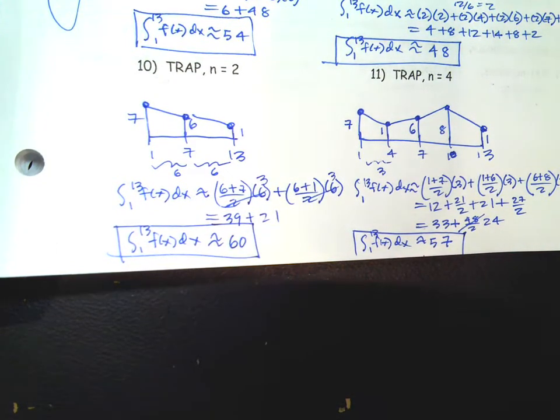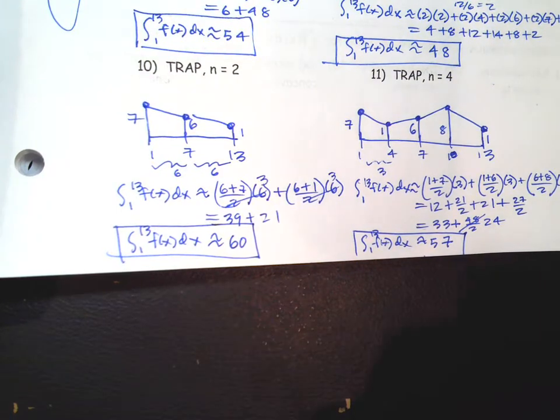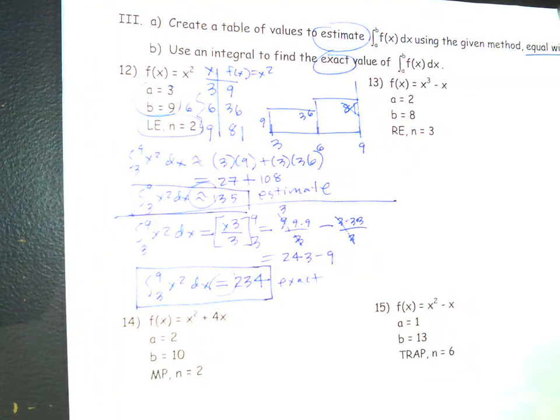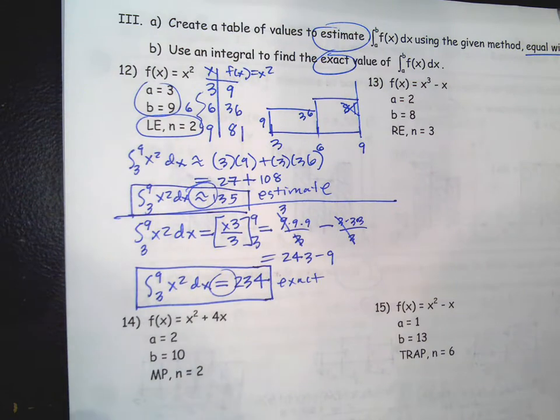Some good practice with some of the details of those. On the back, we can do some more, but create our own tables and also find the exact answers. So during our lesson, I did number 12. So that one's all done. So 13.